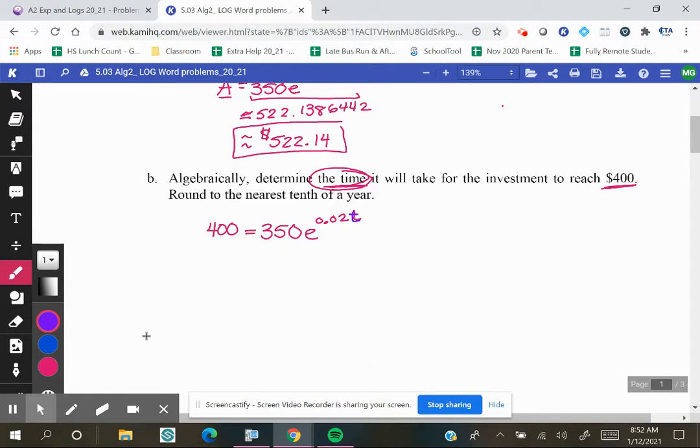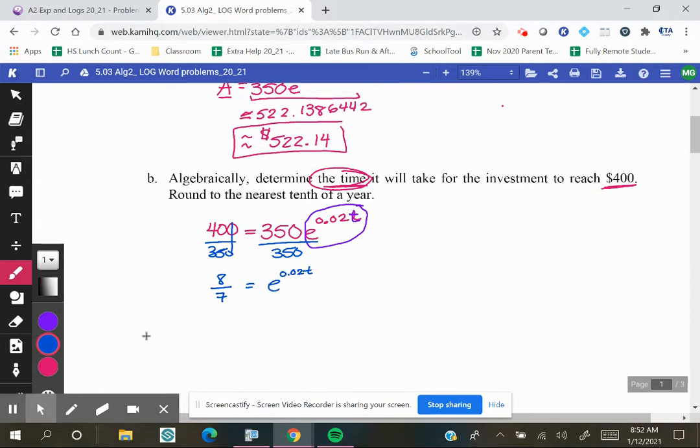So is it the E or is it the 350E is the question. So is 350 times E in parentheses? No, so this is only directly attached to the E. And that's really, really important. The 350 is not being raised to the 0.02t. So I want to isolate that E raised to the 0.02t. So I'm going to divide both sides by 350. When I do that, I get 8/7 equals E raised to the 0.02t.